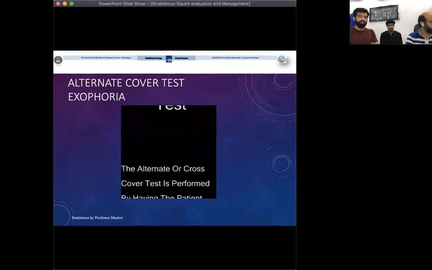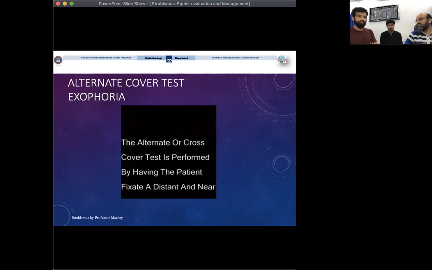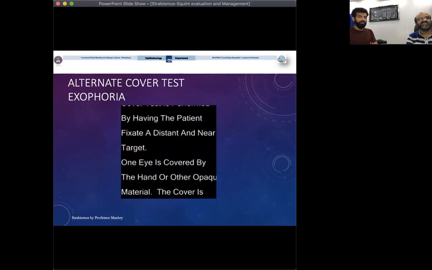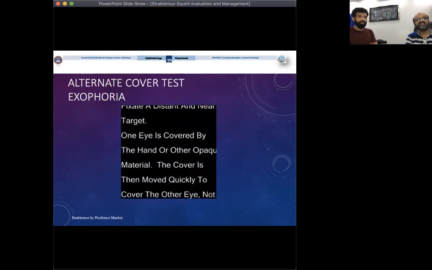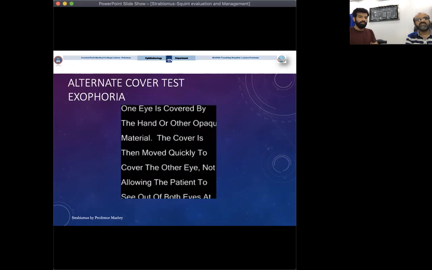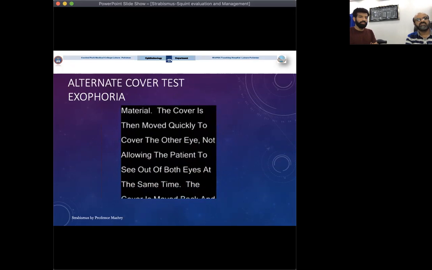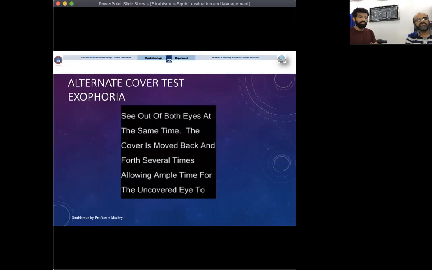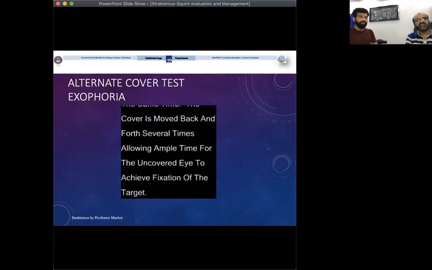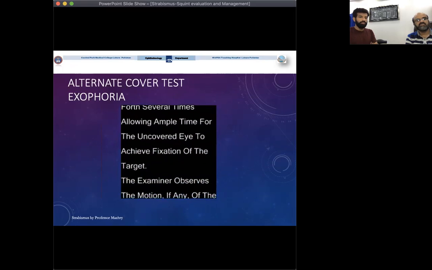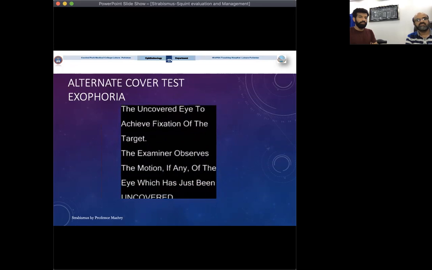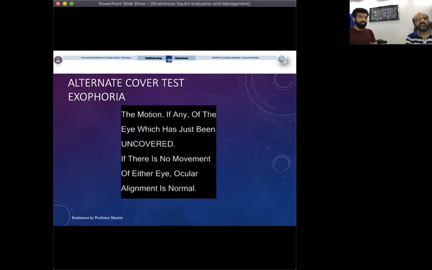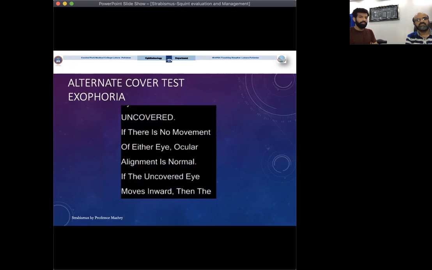The alternate or cross cover test is performed by having the patient fixate at a distant and near target. One eye is covered by the hand or other opaque material. The cover is then moved quickly to cover the other eye, not allowing the patient to see out of both eyes at the same time. The cover is moved back and forth several times, allowing ample time for the uncovered eye to achieve fixation of the target. The examiner observes the motion, if any, of the eye which has just been uncovered. If there is no movement of either eye, ocular alignment is normal.